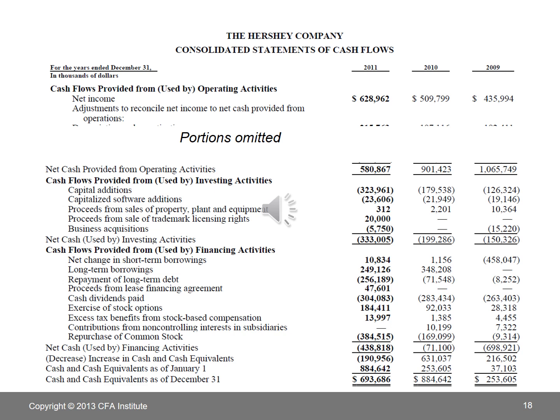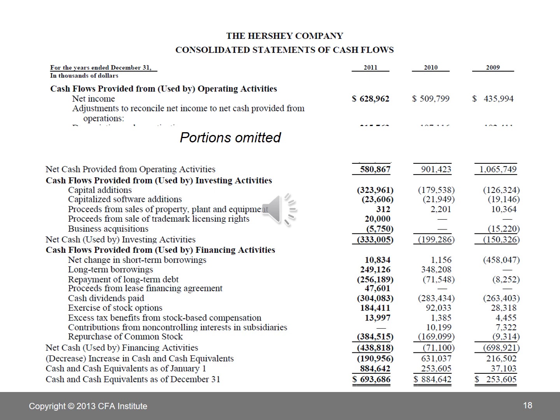So on the income statement, income is reported when earned, not necessarily when cash is received. And expenses are reported when they are incurred, not necessarily when paid. So that's basically the accrual accounting style. Okay, the cash flow statement presents another aspect of performance, which is the ability of a company to generate cash flow from running its business.